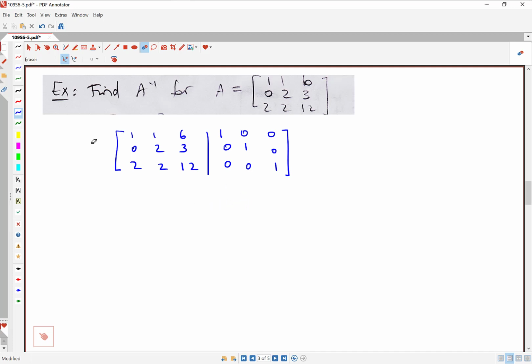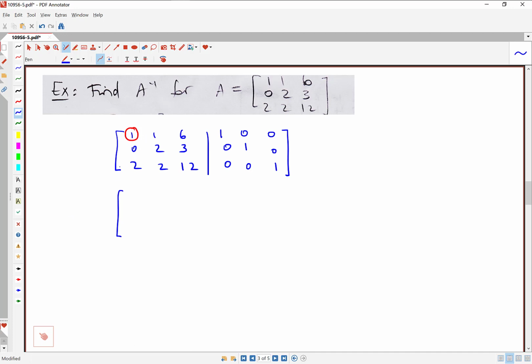We'd like to get a pivot in the upper left hand corner, and in fact that's already done for us. So that saves us a step of work, which is great. And now that we've got that pivot, we're going to try to clean up the rest of that first column, so try to get zeros in all the other positions.